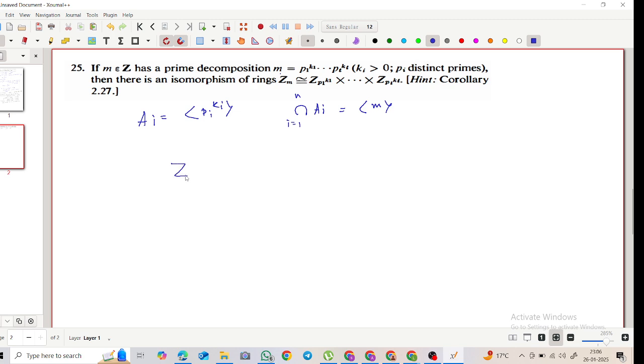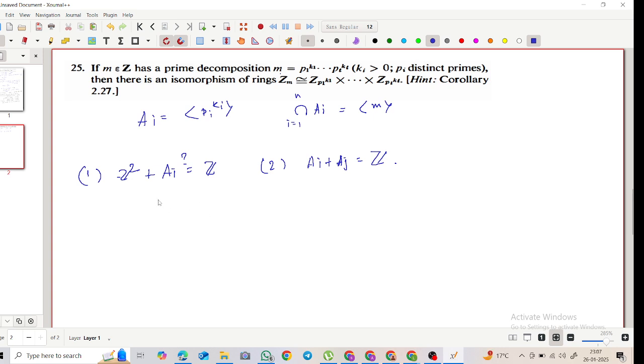Thus Z mod mZ, as we have seen, is isomorphic to, okay, no, first we have to see whether the conditions are satisfied or not. So you have to check whether, one, Z square plus Ai, is it Z? You have to check it. And then two, next you have to check that, is it Z? Okay, these two need to be checked.